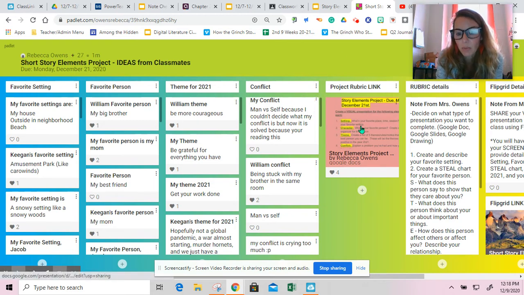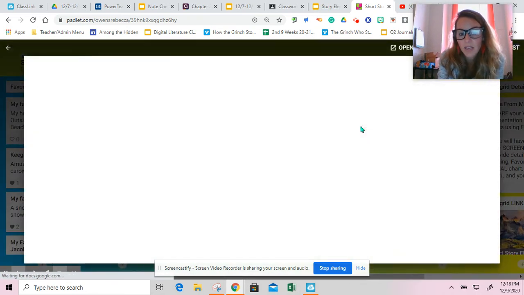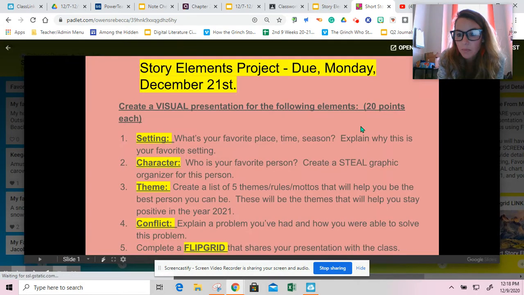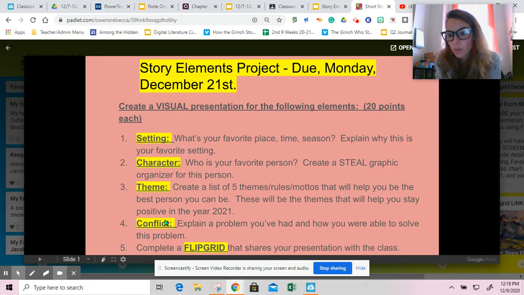I have also put the project rubric link here. You guys can open that up and see what all I'm looking for. You'll be graded on setting, character, theme, conflict, and the Flipgrid. Everything that is highlighted will be 20 points. 20 points for the setting. You've got your picture, your description.